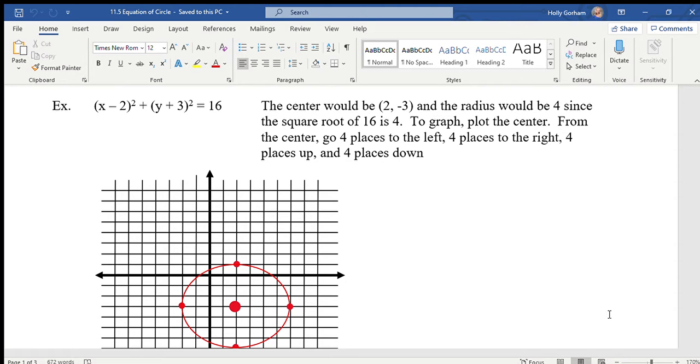So to graph a circle, what you do is you're going to plot the center. So you're going to plot (2, −3). And then from that center, you're going to take your radius and you're going to go 4 to the left, 4 to the right, 4 up, and 4 down. And then you connect and draw your circle from there.